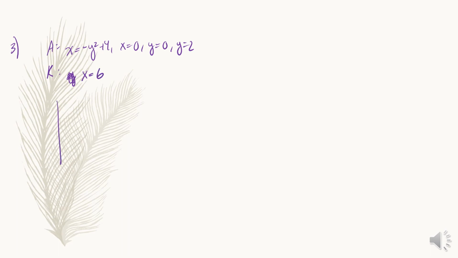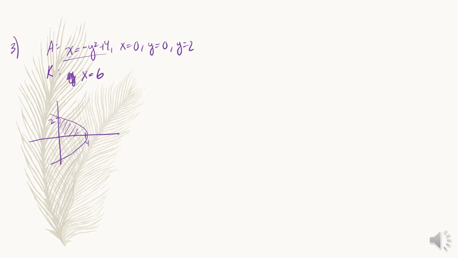So first thing is let's draw this picture. This picture is a little bit different. So this curve x equals negative y squared plus 4, that's going to be a parabola that's been put on its side. And it's going to go through this point here at 4 on the x-axis. So here's my first curve. X equals 0, that's my y-axis. Y equals 0, that's my x-axis. And then y equals 2. I'm not sure we really need that portion, but there is our picture.